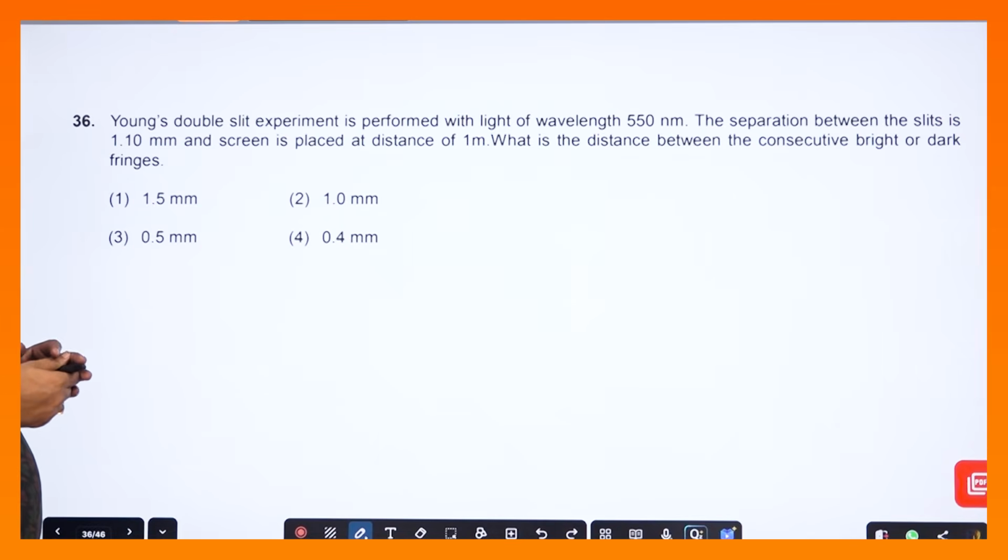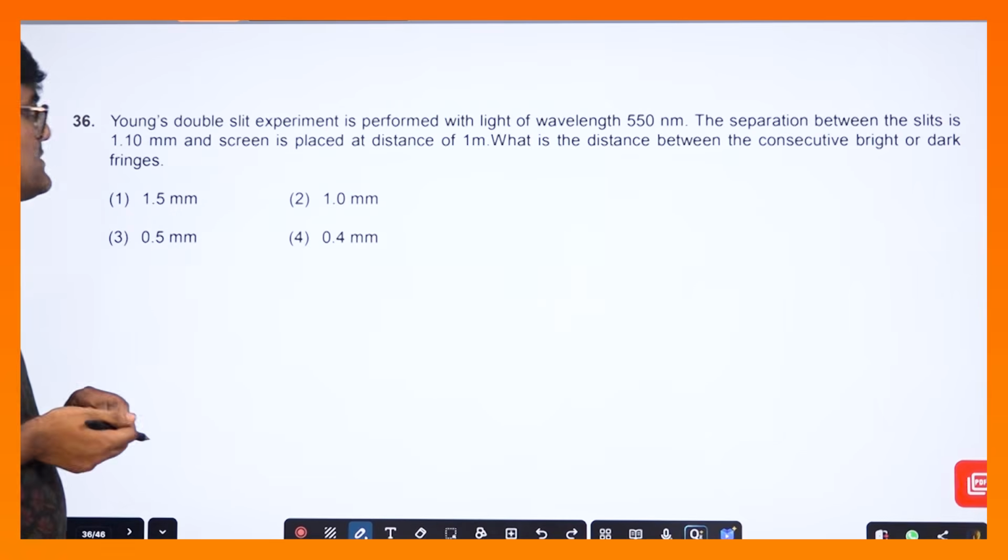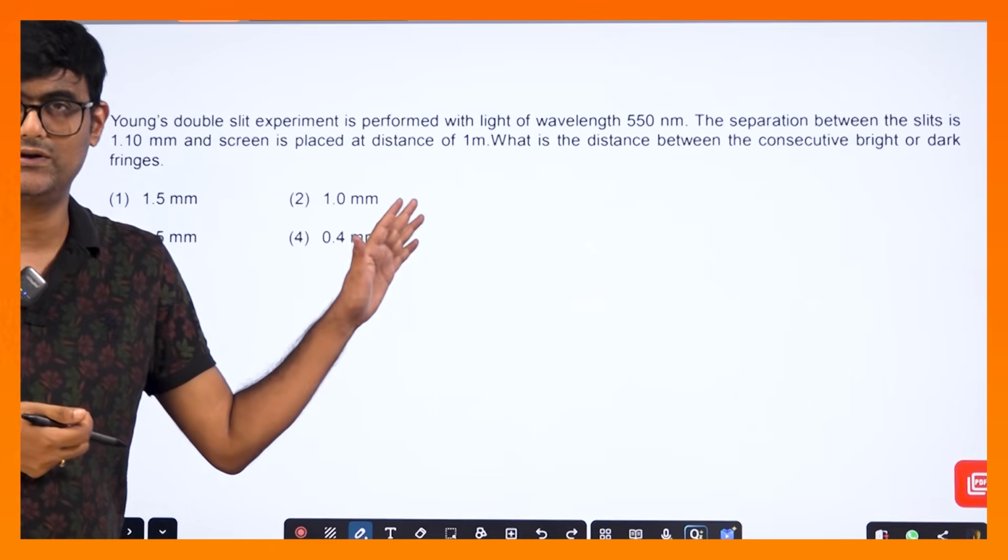Young's double slit experiment is performed with light of wavelength 550 nanometer. The separation between the slits is given and the screen is placed 1 meter away. What is the distance between consecutive bright fringes or dark fringes? So it is actually asking for the fringe width.